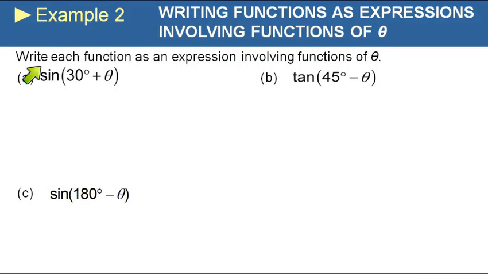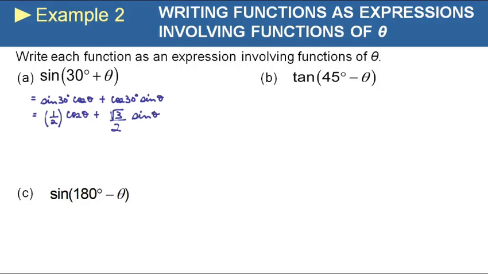Okay, now this one says write each function as an expression involving functions of theta. This is just going to be a matter of plugging these two things into our sine of A plus B identity. So the sine of A plus B says sine A cosine B plus cosine A sine B. Now sine of 30 degrees we know is 1/2. Cosine of 30 degrees we know is square root of 3 over 2. And now there's nothing we can really do much to simplify here, except we can combine those two into one fraction because they both have a denominator of 2. So that's all there is to that one.